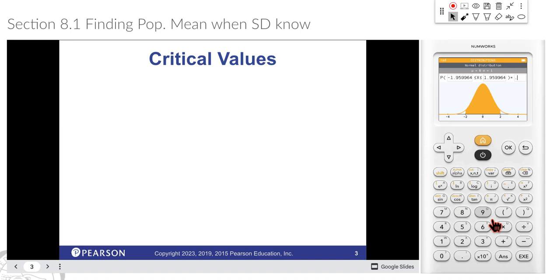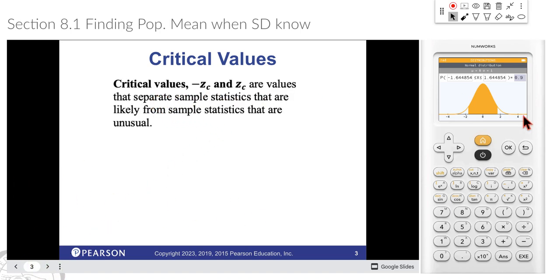Let's go with 90%. So we want 90% of the values, and what we're going to find is that between negative 1.6 and positive 1.6, rounded to 1 decimal place, or if we go to 2 decimal places, 1.64, between these two values, 90% of the data is there. And those become our critical values. So let's define that a little more clearly. The critical values are the negative z and the positive z, listed up here, and they separate the sample statistics that are likely from the sample statistics that are unusual.